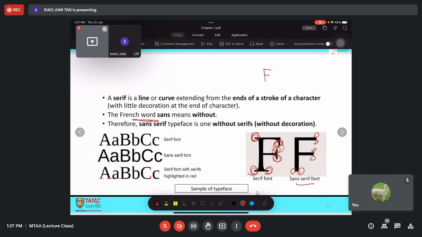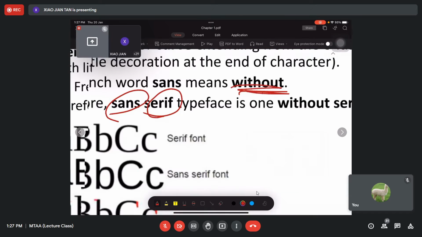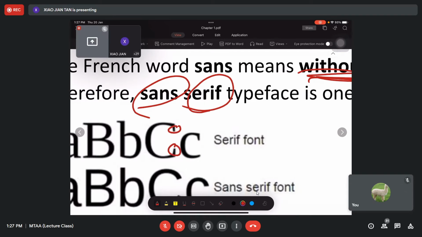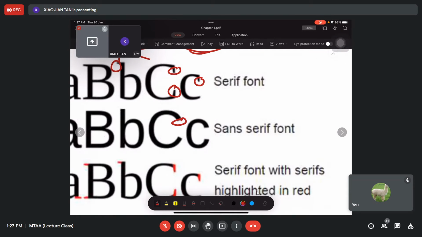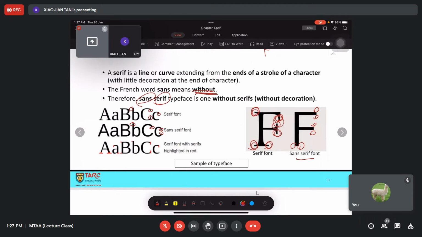The French word sans means without. Therefore, sans serif is without the curve. A typical typeface is one without serif, without decoration. This is a serif font, which means it has all those decorations, and sans serif has none. The red color one would be the difference between A and B.